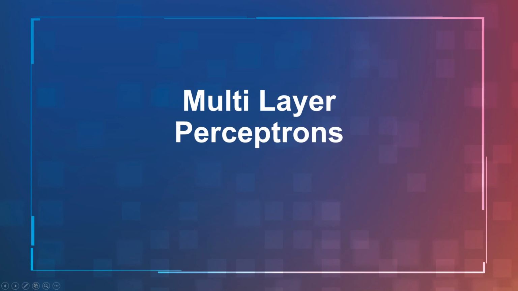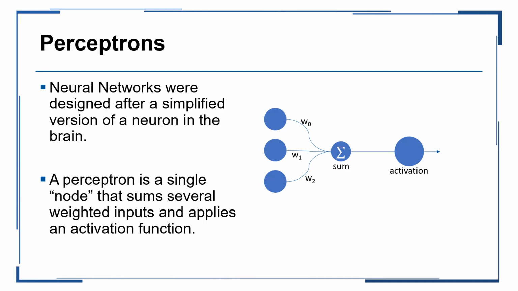In this video, we will continue to examine the structure of neural networks, starting with the concept of a perceptron. Multi-layer perceptrons are an early simple structure of neural network model. A perceptron can be considered the simplest component of a neural network. Neural networks were designed after simplified versions of the structure of neurons in the brain.